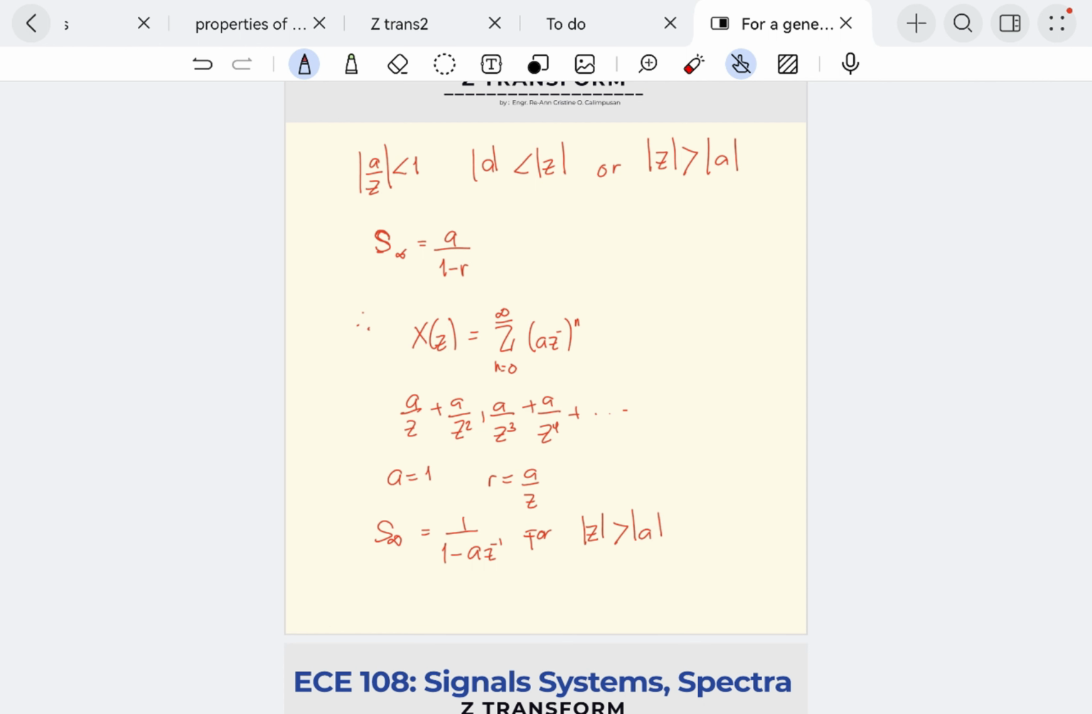So the geometric series, or the z transform, is equal to 1 over 1 minus alpha z to the negative 1, for z greater than the absolute value of alpha. That is the region of convergence. To simplify it further, we can multiply both the numerator and denominator by z. So we'll have z over z minus alpha for the z transform.